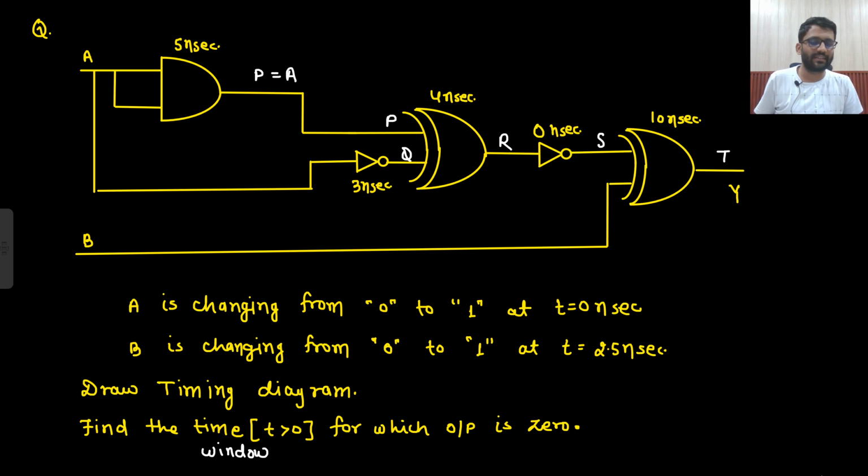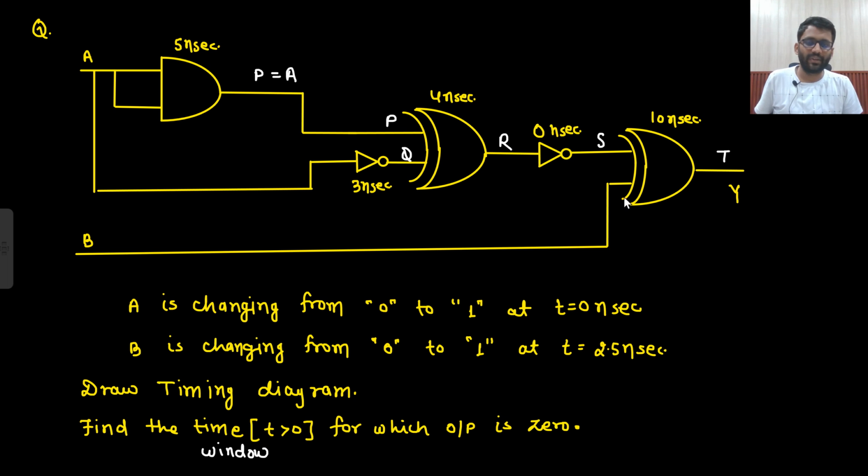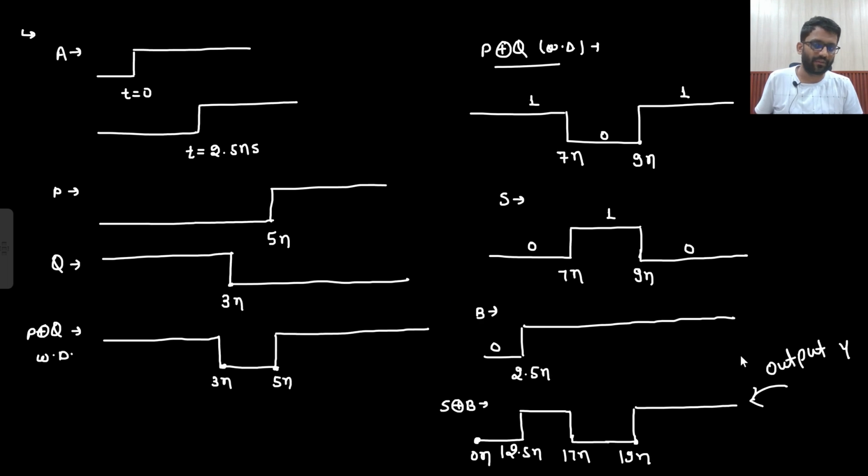Then S is simply inverted. It is inverted without any delay. Then B is coming here. That is this kind of waveform. Then we need to take the XOR and then delay by 10 nanoseconds. So first we took the XOR and then delayed it by 10 nanoseconds.